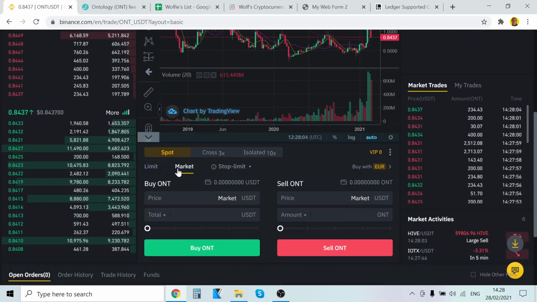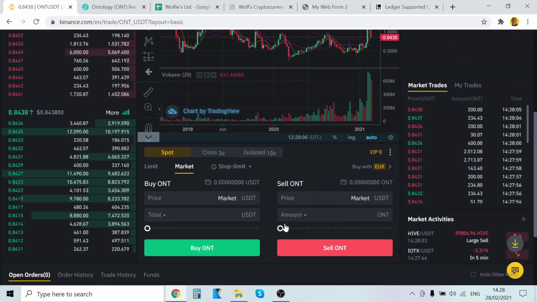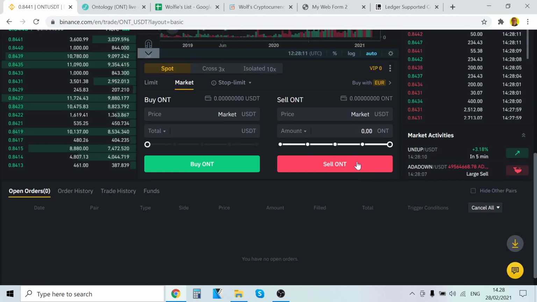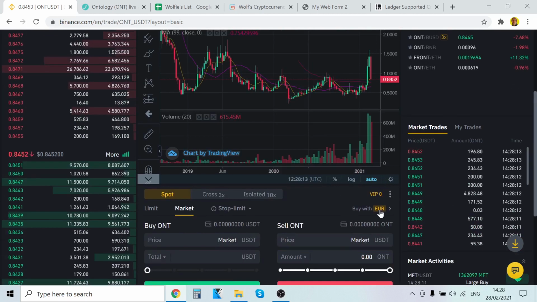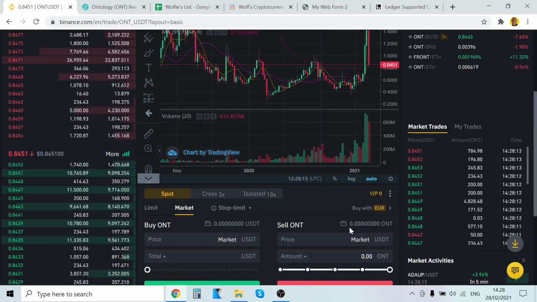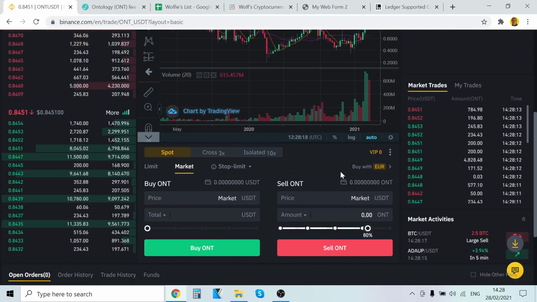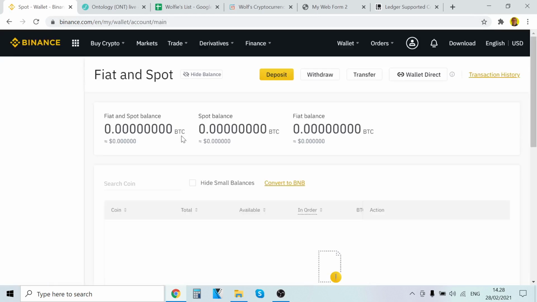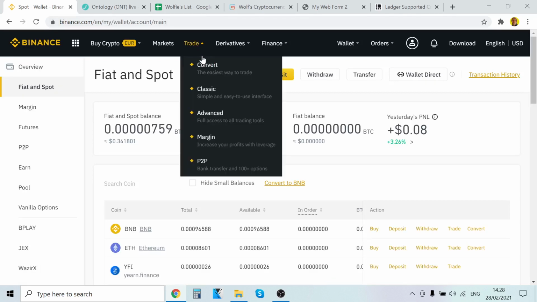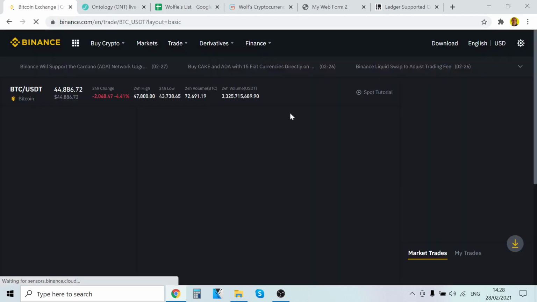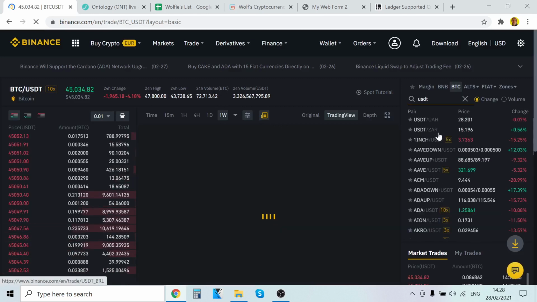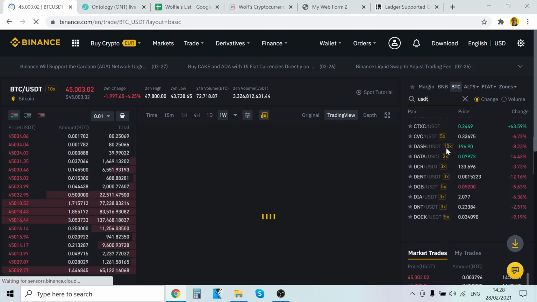Now again, click market to get the best pricing. Here it says sell ontology. It's to select how much ontology you want to sell and click sell ontology. Now it also executed instantly, and it will trade all of your ontology depending on how much you trade here into USDT, and then you have USDT on your Binance wallet. Okay, and that's how you can trade. Now you have, for example, USDT, so you can come again here and click trade and type in USDT and keep buying other cryptocurrencies. Okay, so that's basically how you can buy any cryptocurrency on Binance.